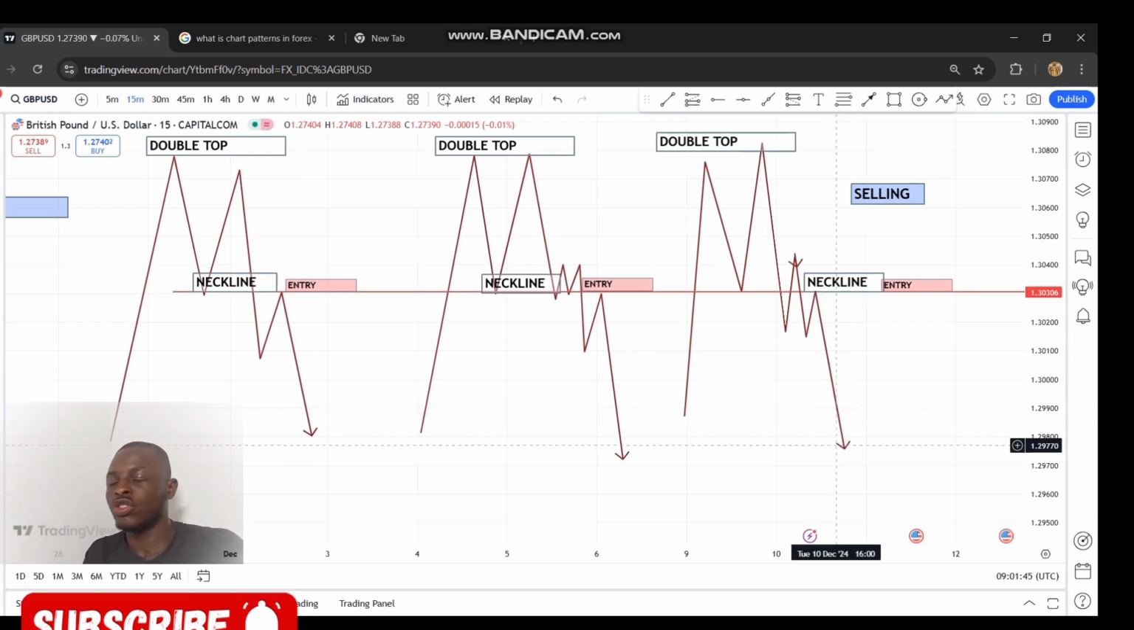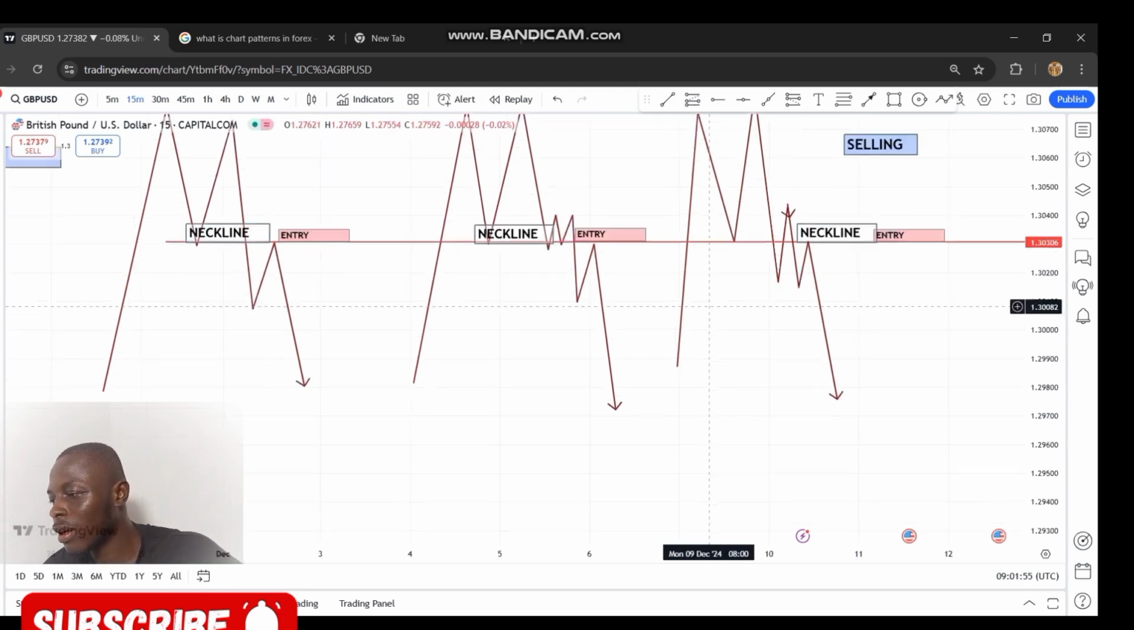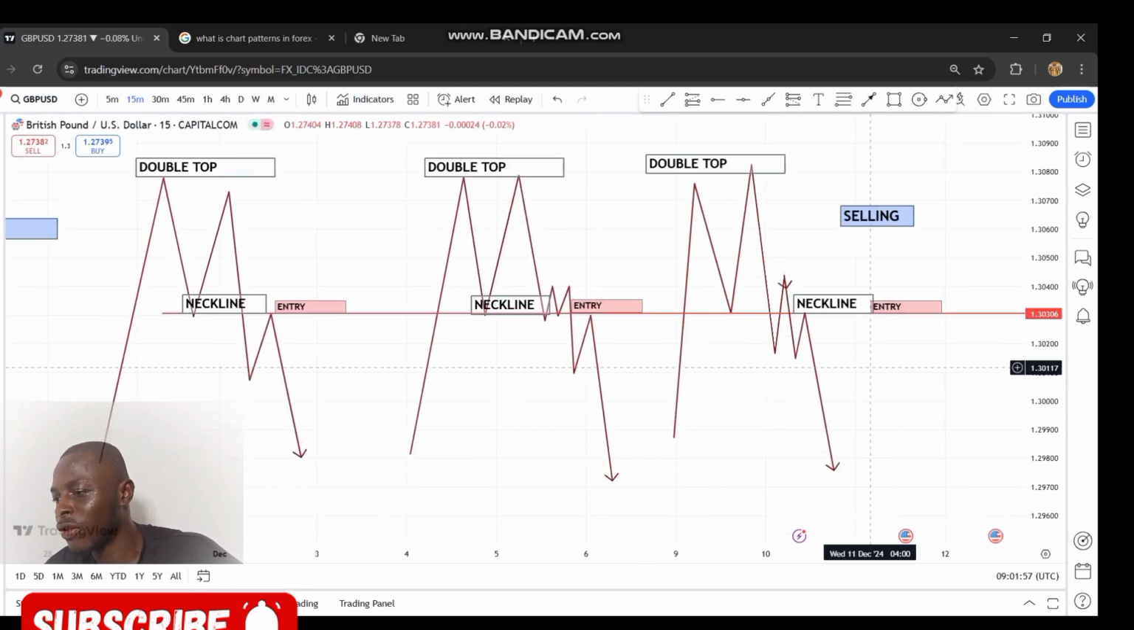Now let's go to the real chart and see how we can make money with these different patterns and this double top pattern, and make crazy profit from it.